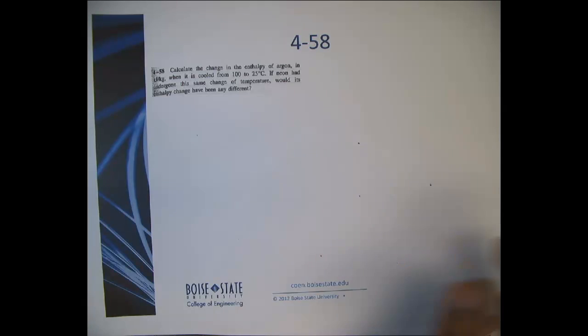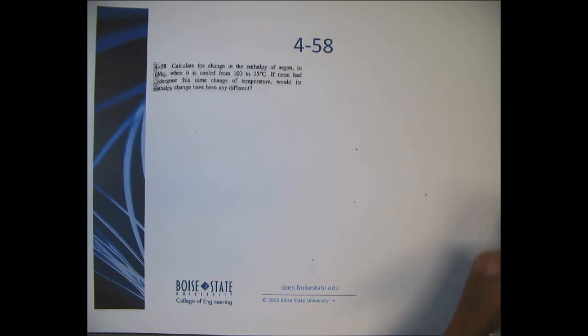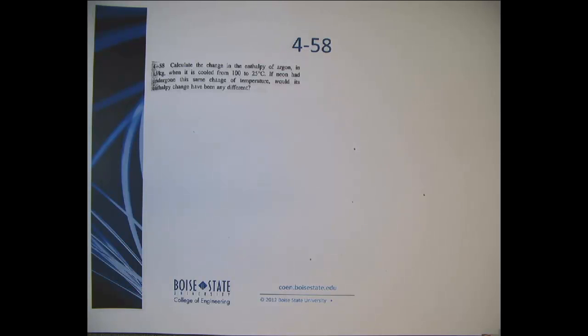Now let's look at another problem where we will learn how to compute the change in enthalpy based on the process. You're asked to calculate the change in enthalpy of argon in kilojoule per kg. Again, it's on a per unit mass basis, when it is cooled from 100 degrees Celsius to 25 degrees Celsius. And if neon had undergone the same change of temperature, would its enthalpy change have been any different?